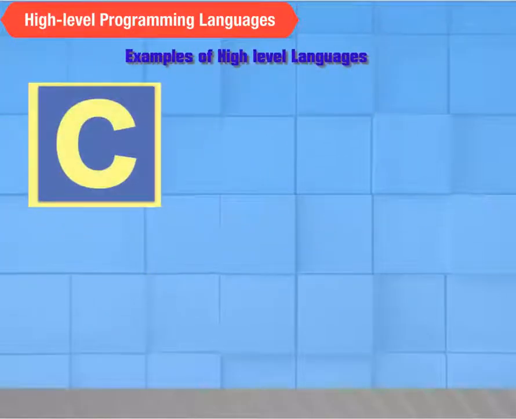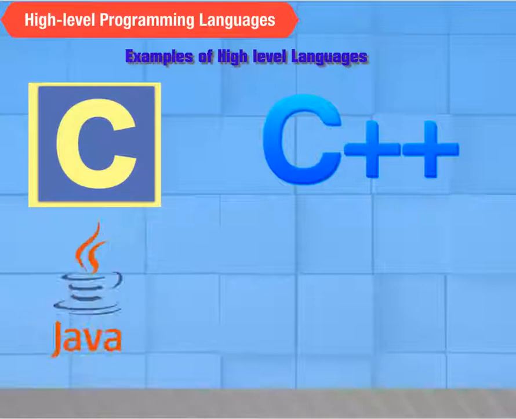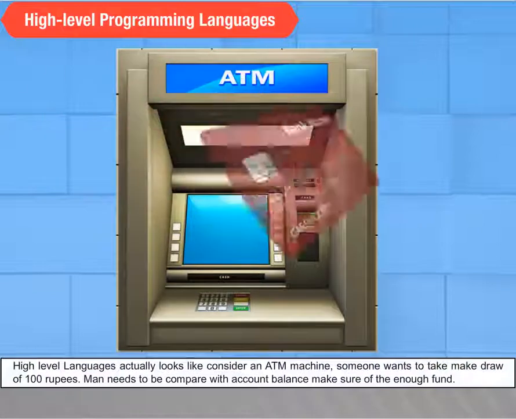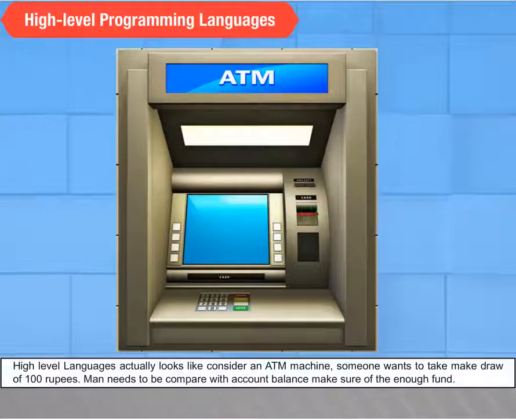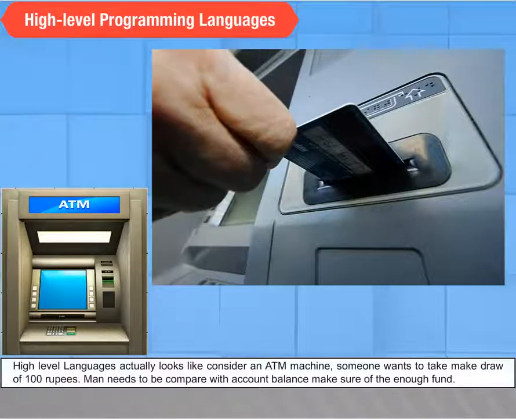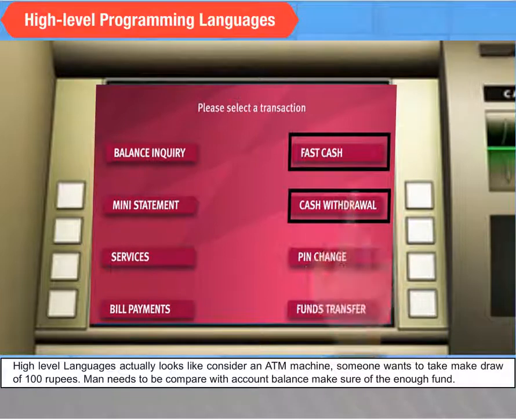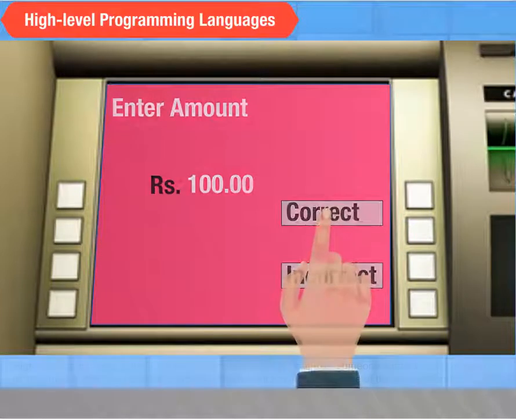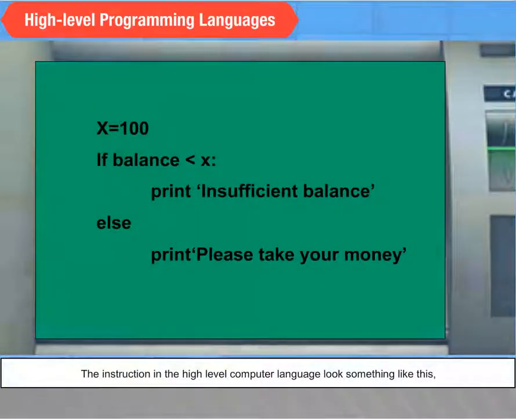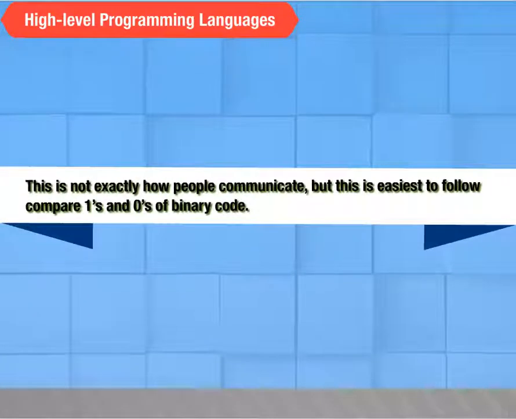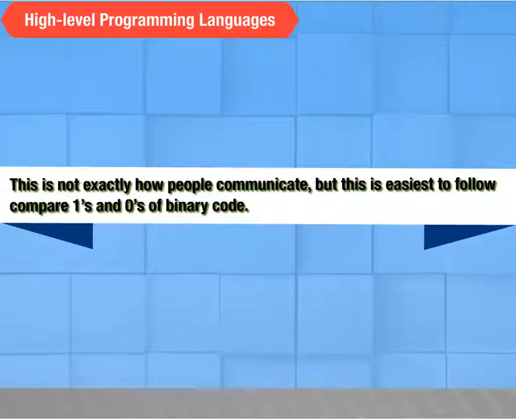Examples of high-level languages: C and C++, Java, PHP, C#. To see what high-level languages actually look like, consider an ATM machine. Someone wants to withdraw 100 rupees. The amount needs to be compared with the account balance to make sure there are enough funds. The instruction in the high-level computer language looks something like this. This is not exactly how people communicate, but this is easiest to follow compared to ones and zeros of binary code.